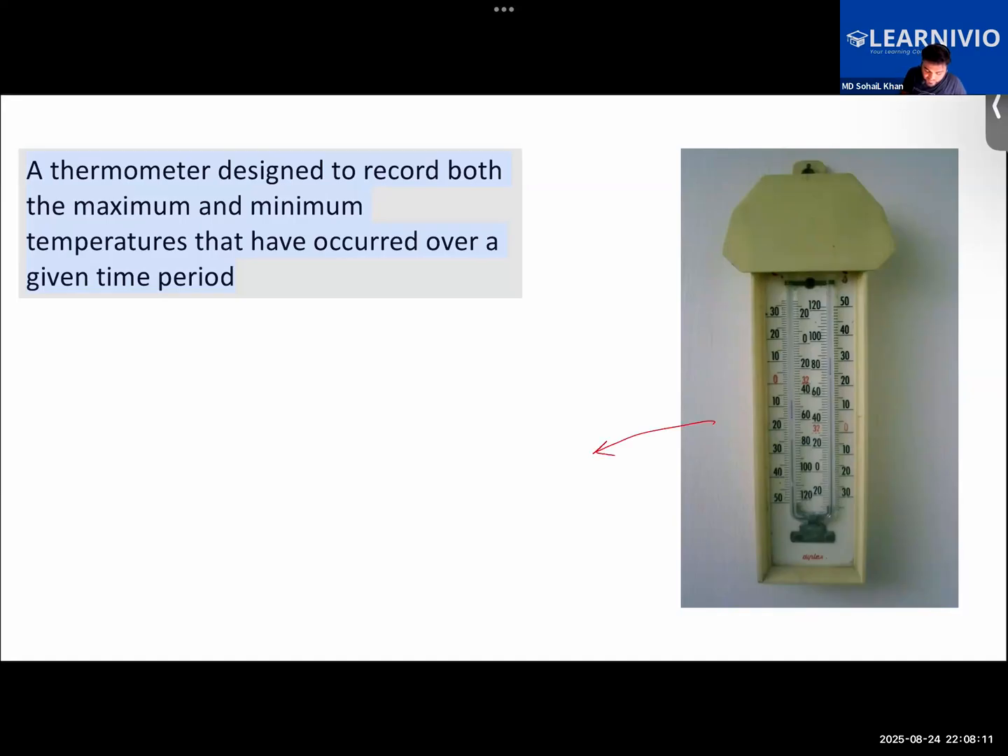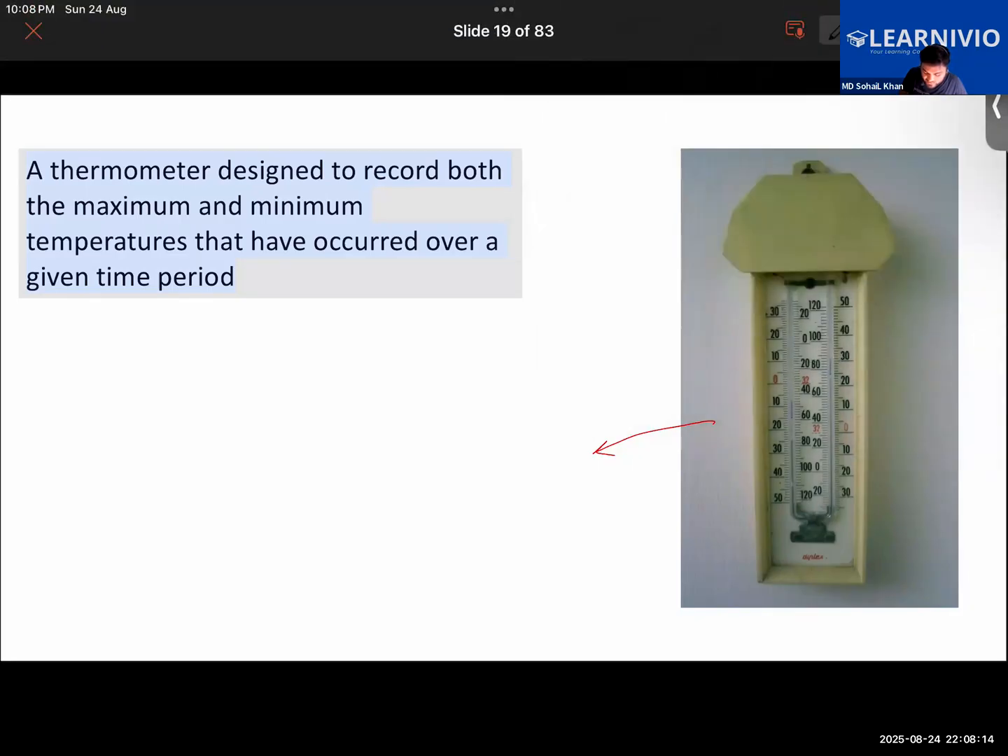Usually the alcohol is colored with dye so that we can spot it, so we can see its expansion and contraction. Alcohol is known to measure the temperature between minus 112 degrees Celsius and 78 degrees Celsius. If the temperature exceeds 78 degrees Celsius, then the alcohol will vaporize. If you were to use mercury, that will freeze, but alcohol will not freeze at minus 112 degrees Celsius.